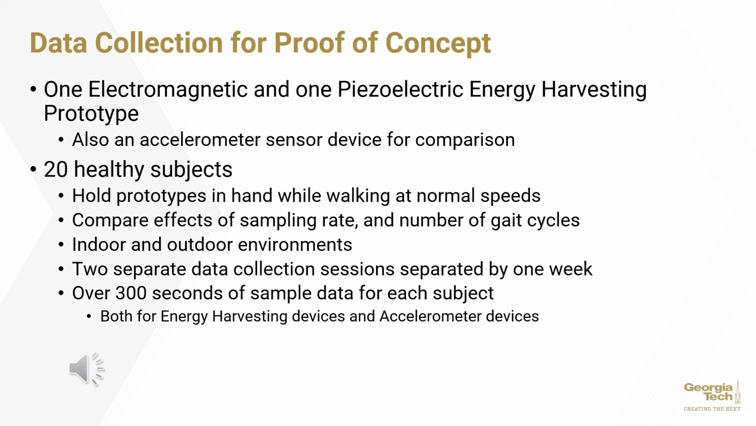They collected data on 20 different healthy people while seeing how different variables would affect the gait detection accuracy. Some of those variables were sampling rate of the data and number of gait cycles used for detection. They also had the subjects use the prototypes in both indoor and outdoor environments and collected data multiple weeks apart from each other, with the idea being that the same person might walk a little different on different days. They ended up gathering over 300 seconds of sample data for each subject, both from the energy harvesting devices as well as with the accelerometer device.